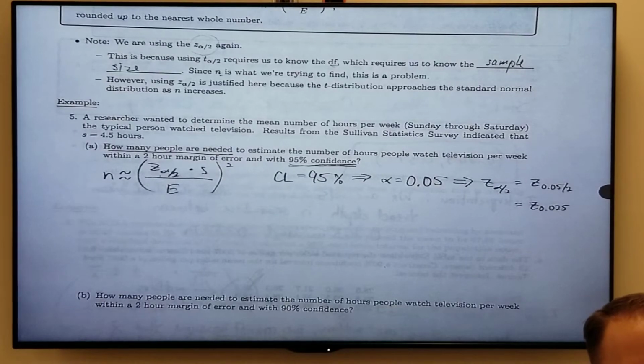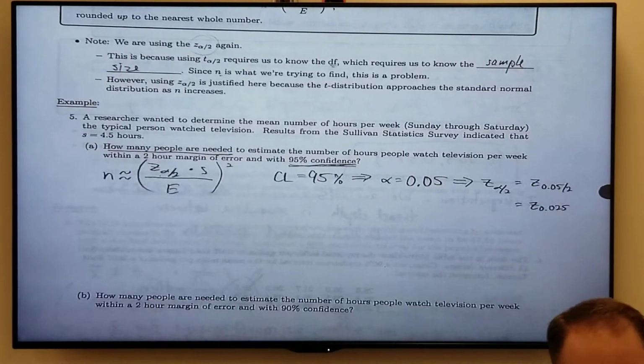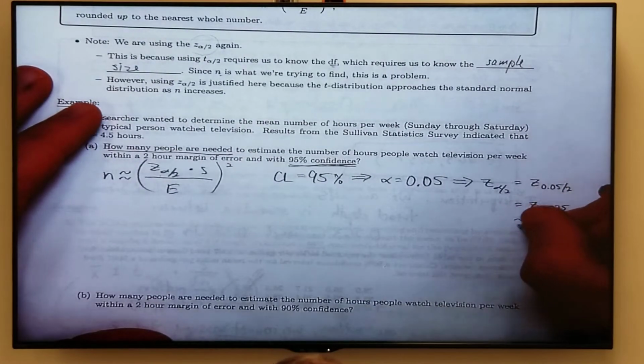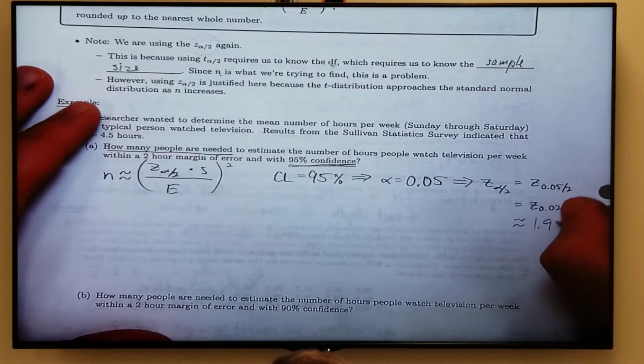I'm not going to switch you over to StatCrunch. I'm just going to do it myself. So we go to Stat, Calculators, Normal. We change so that we're looking at an area to the right. We want that area to be 0.025. And we should get about 1.96, right? So this is about 1.96.